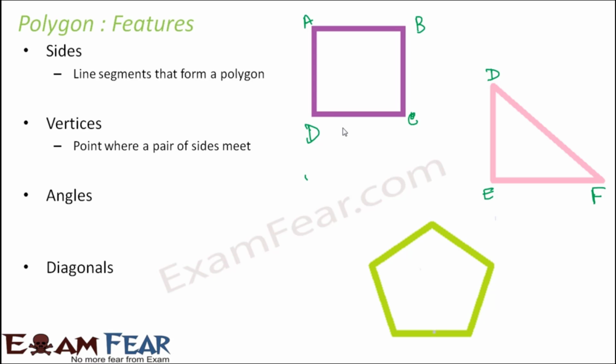Vertices are the points where a pair of sides meet. So for this one, points A, B, C, D are the vertices. For this triangle, points D, E, F are the vertices. For this pentagon ABCDE, the vertices are points A, B, C, D, E. Because you see, A is a point where the sides AB and AE meet. Similarly, B is a point where the sides AB and BC meet. Similarly, all these points are the vertices.